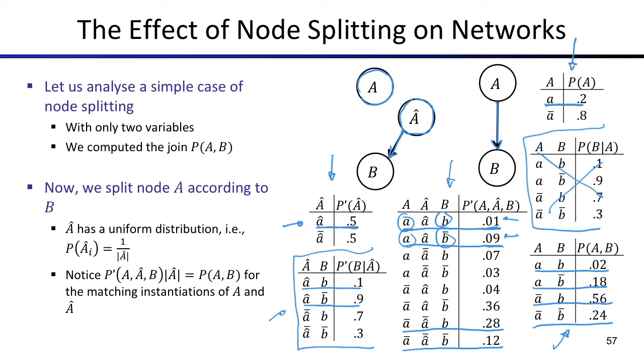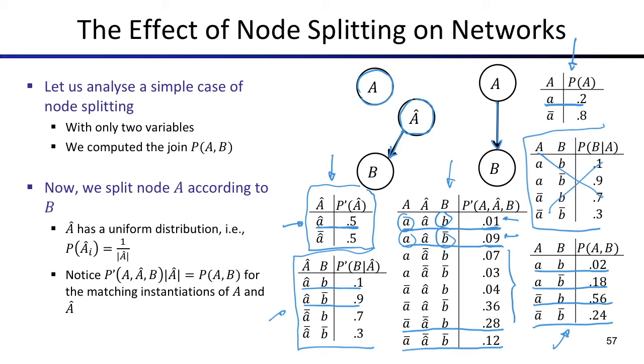These half values are coming from the fact that we have this uniform distribution here. So when we introduce this variable A hat, we multiply one more value, and this value is 0.5, so I'm going to halve the values of the probabilities that we had originally. Okay, that makes sense. And also we have these values here.